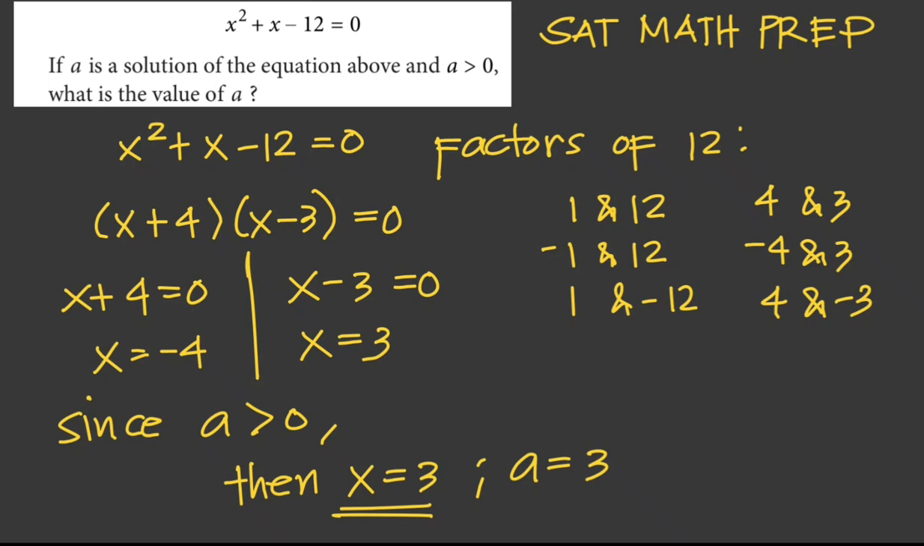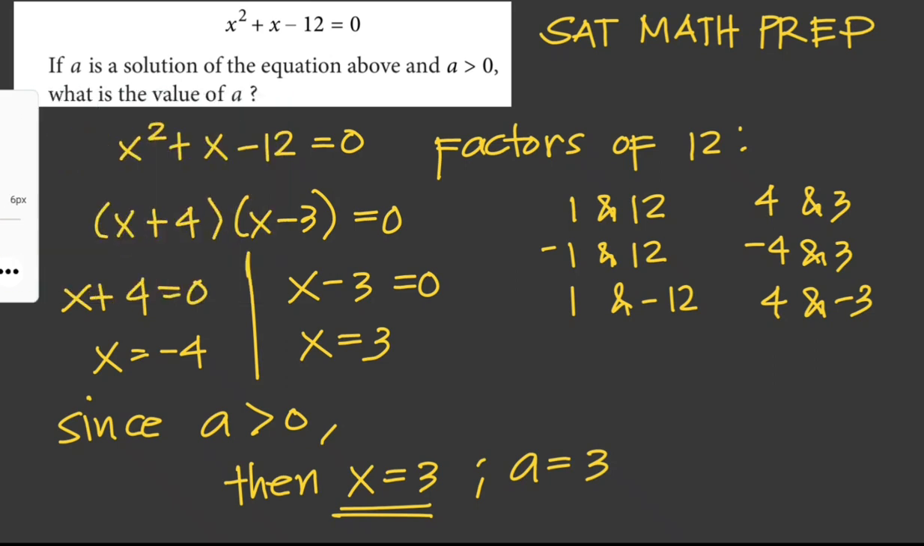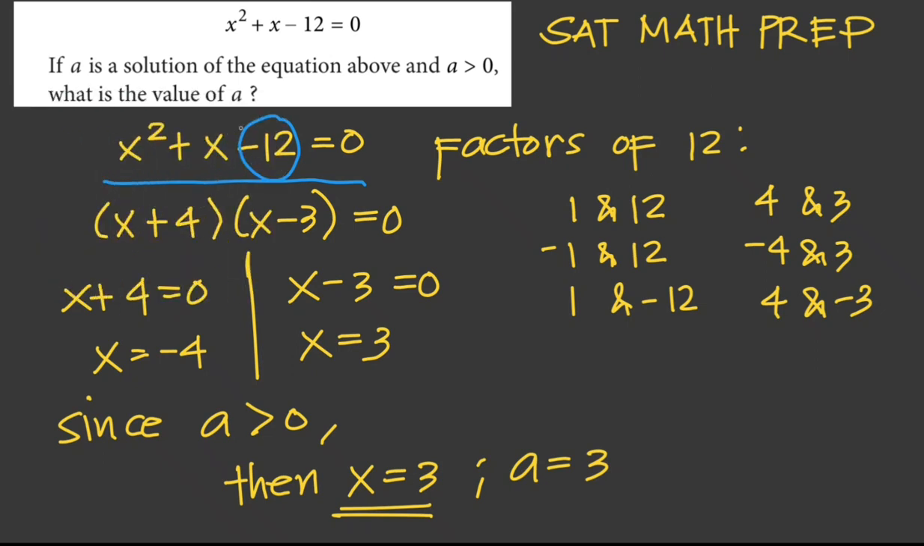So all we have to do is factor this equation. So how are we going to factor that? We'll look for factors of negative 12 that when you multiply them, equal negative 12, and when you add them, equal 1, which is the coefficient of x, the middle term. So these are the factors of 12: 1 and 12, negative 1 and 12, 1 and negative 12, 4 and 3, negative 4 and 3, and 4 and negative 3. So now let's try.